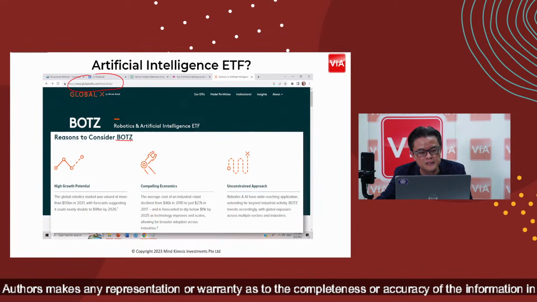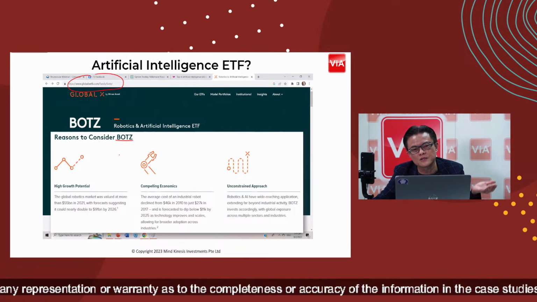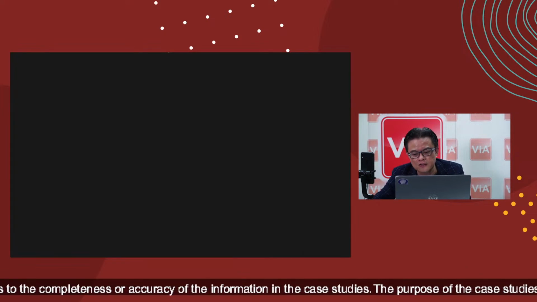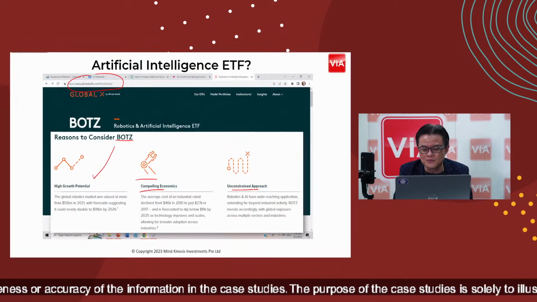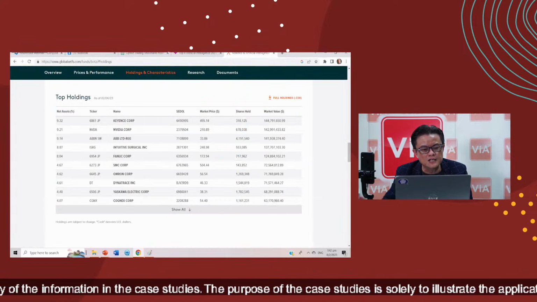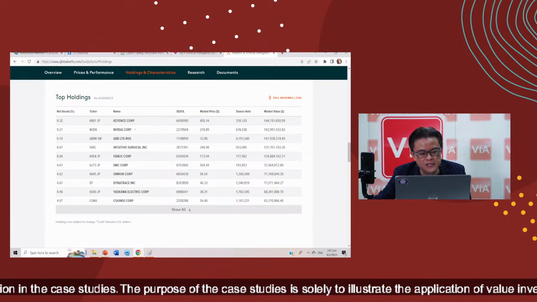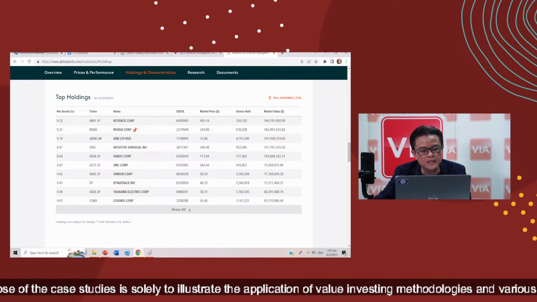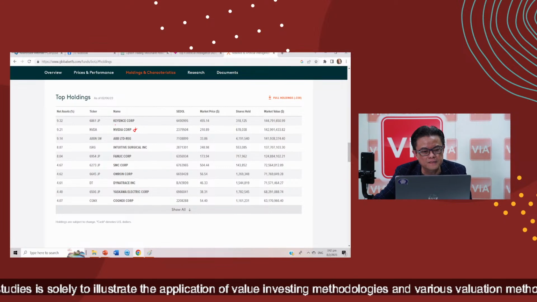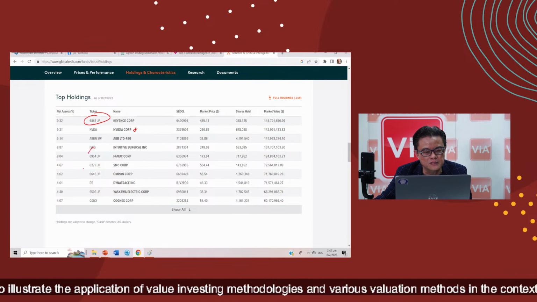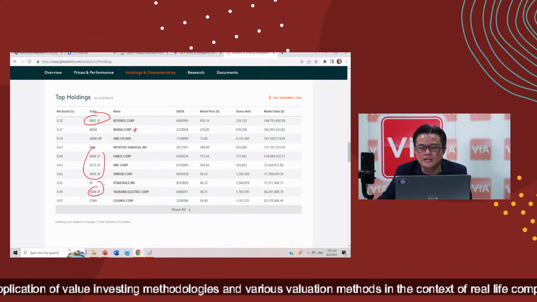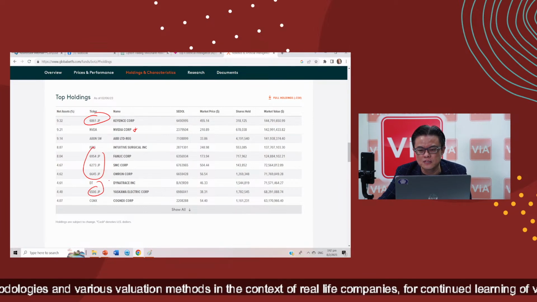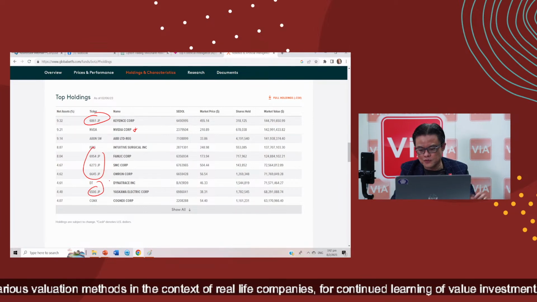Reasons to consider this, and of course they put all this information because they want you to buy their ETF. High growth potential, compelling economics. They can say whatever they want. And these are the top holdings. Nvidia, remember? What else? By the way, for the rest, I have no idea what these companies are. This one is a Japanese company, you see, all of these are Japanese companies. I have no idea, but I'm flying to Japan in 2 weeks' time. Wow, so this is quite challenging. If I see this, I also don't know what's going on.